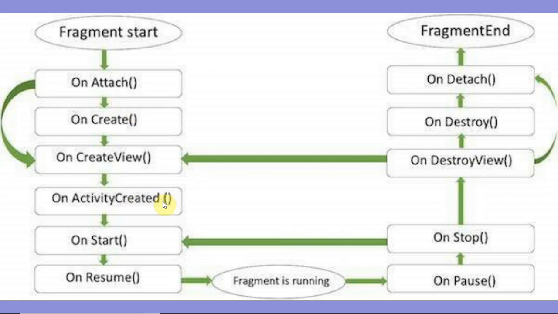Now there is something called onViewStateRestored. Restored is from the saved state. Whatever fragments are there, all the saved state of the fragment view hierarchy has been restored. Then onStart, we all know, makes the fragment visible and interactive. onPause means when it is no longer interactive. onStop means when the fragment is no longer visible.